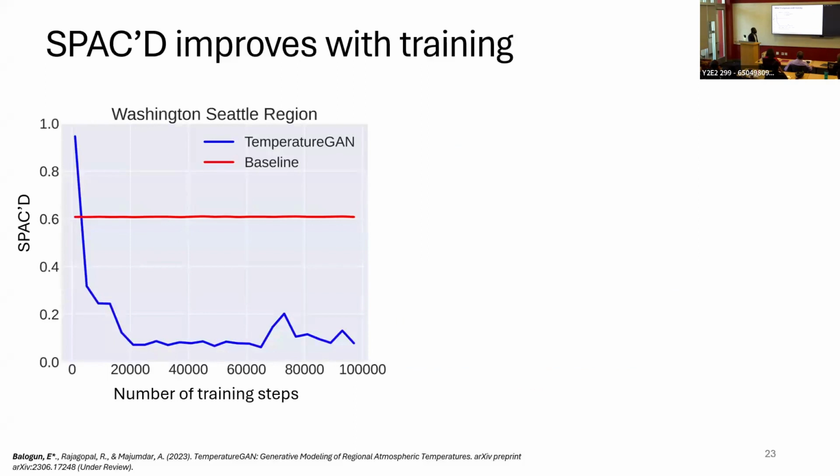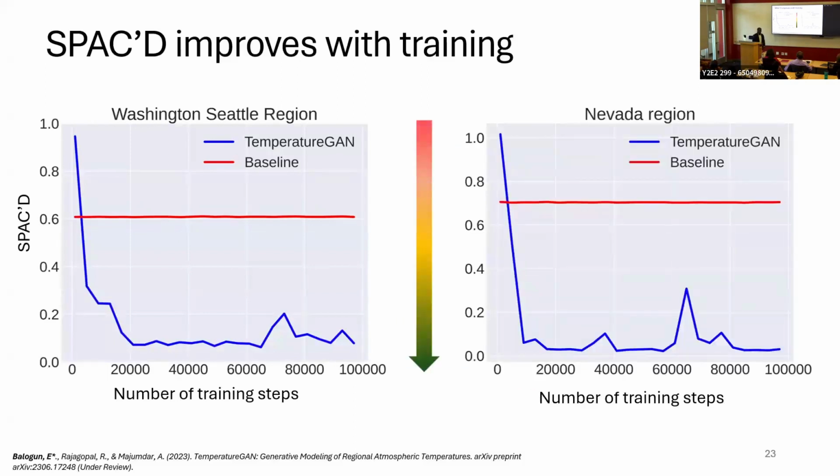And then we'll just show how the model behaves over time. We observe that for both regions, in fact, for all regions, the model does learn to reduce the metric. However, it's not trained on that metric, which means it's capturing spatial structure.